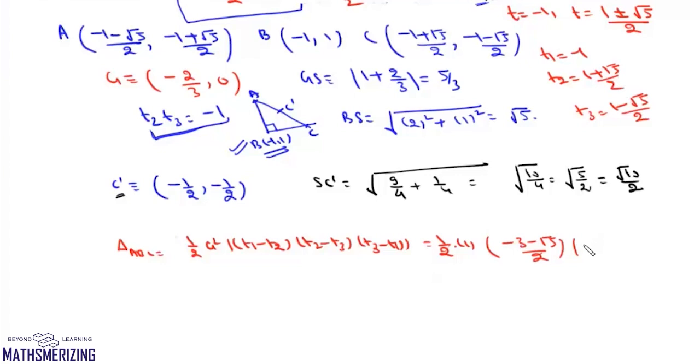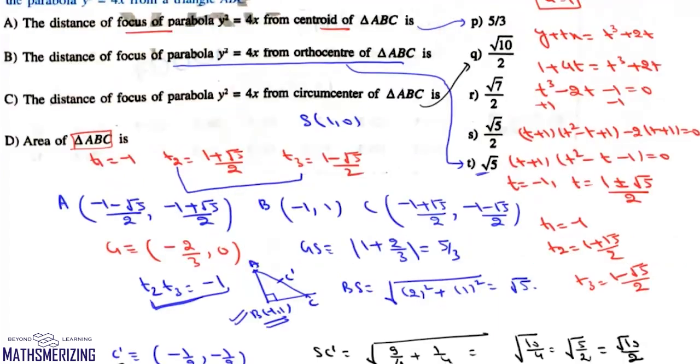t2 minus t3 will be simply root 5, and then t3 minus t1 will be (3 minus root 5) by 2, and its absolute value. So it will be 1 by 8 and then root 5, and this is (a plus b)(a minus b), so there will be 9 minus 5. So it should be 4. So its area should be root 5 by 2. So the area of triangle ABC is root 5 by 2, and that's your option S.